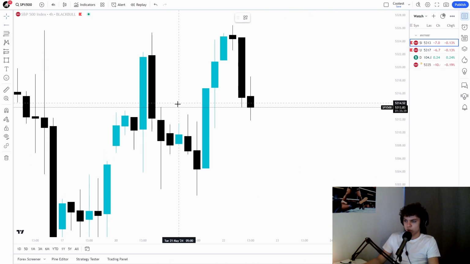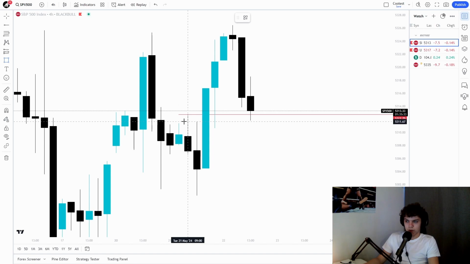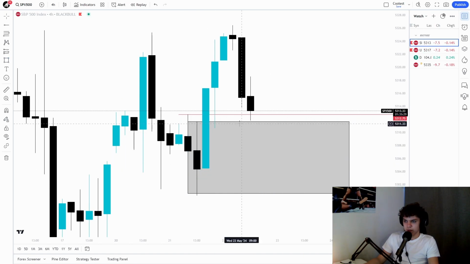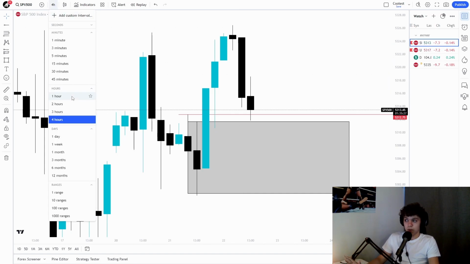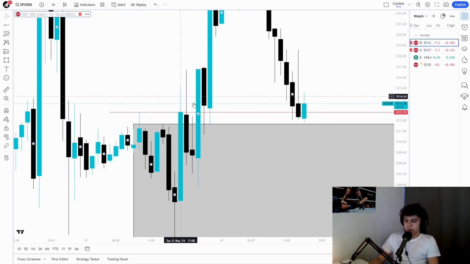Why? Because the last time it broke structure, it was to the upside right here. We were bearish and we broke structure to the upside. And what do we have? For example, we have this order block that actually got respected already. But if you go to a lower time frame, what can we also see? We see here are lows.